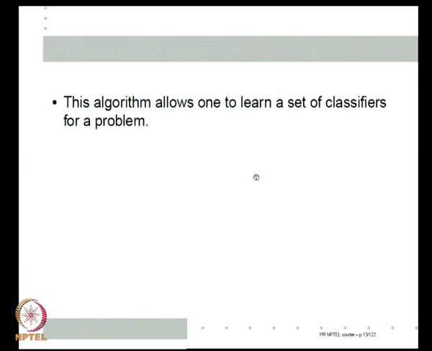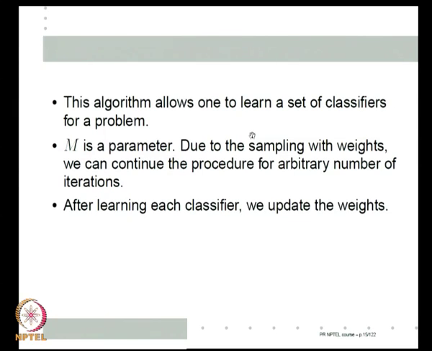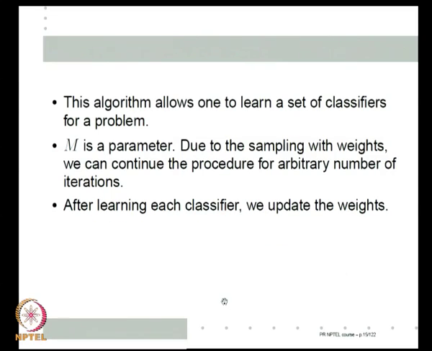The algorithm allows one to learn a set of classifiers for a problem. M is a parameter, as we said, we can learn an arbitrary number of classifiers. So, we can learn an ensemble with any number of classifiers in principle. After learning each classifier, we update the weights. The whole idea of the weight update is, as I just mentioned, that if h m x i is not equal to y i, then w i m plus 1 is greater than w i m, right.